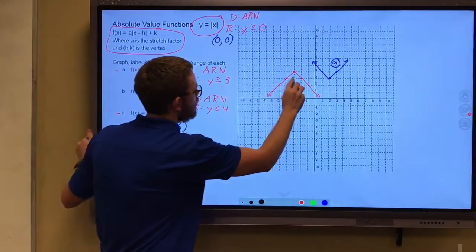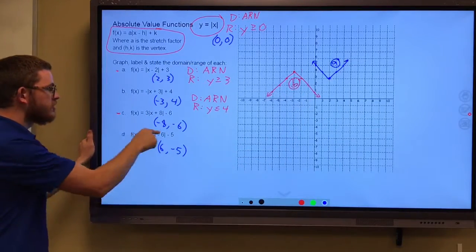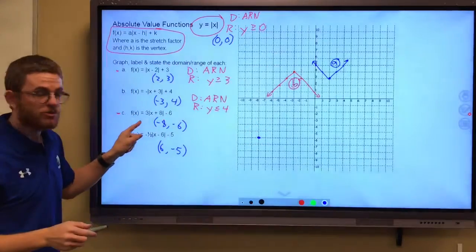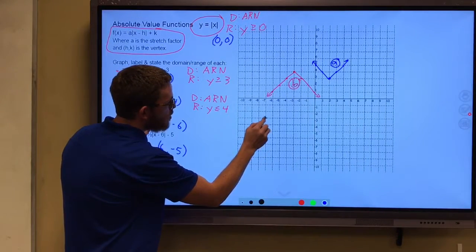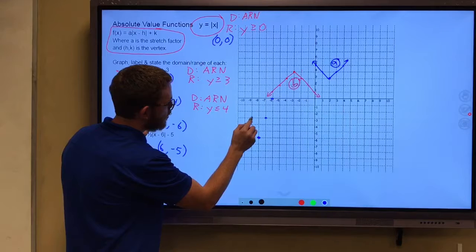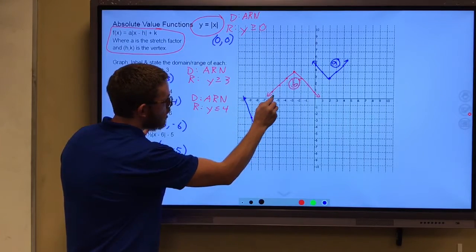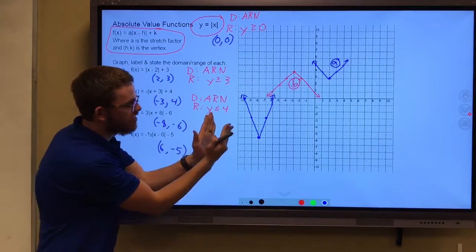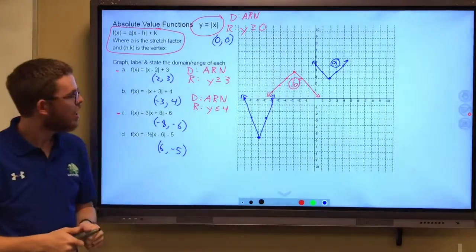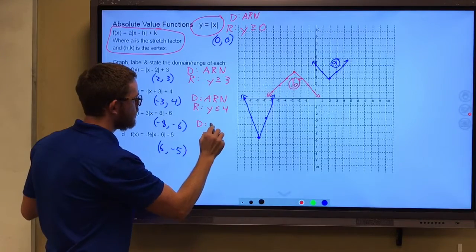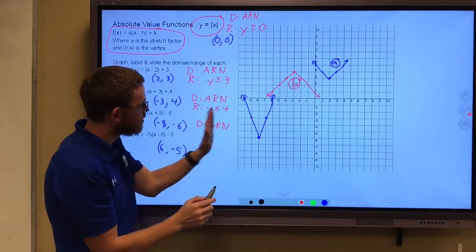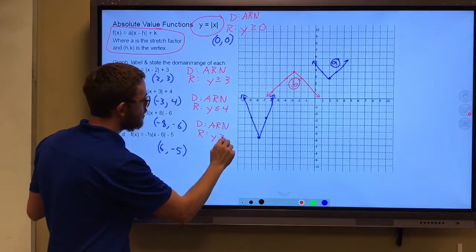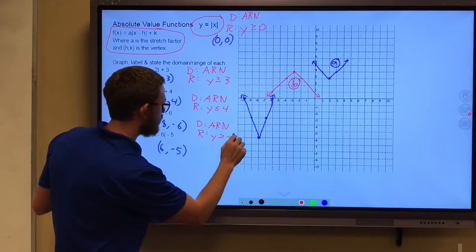For C, looking at C now. For C, we've got negative 8, negative 6. My a value is 3. As I go over 1, I'm going to go up 3. Over 1, up 3, over 1, up 3. Notice my a value was bigger than 1 here. It has now stretched it out. It's really skinny. And because it's positive, it is opening up. My domain, once again, is all real numbers. It's moving to the left, it's moving to the right, covering all those x values. The range is all y values greater than or equal to negative 6.